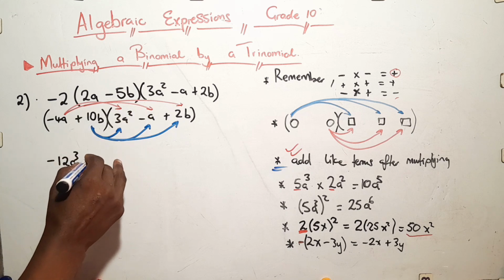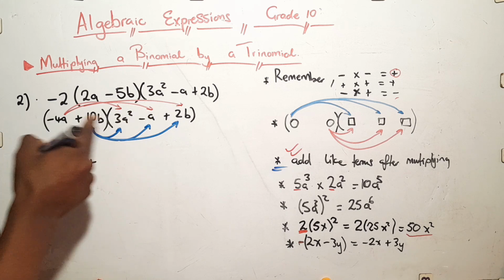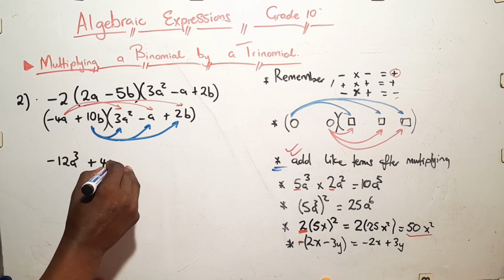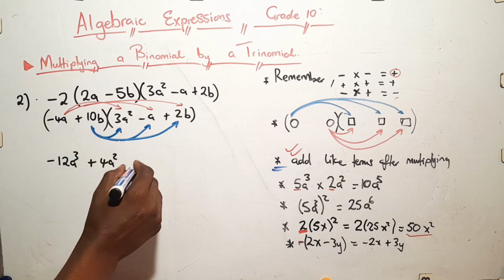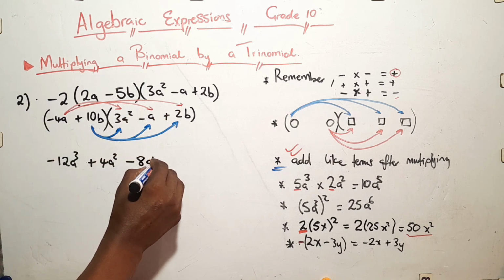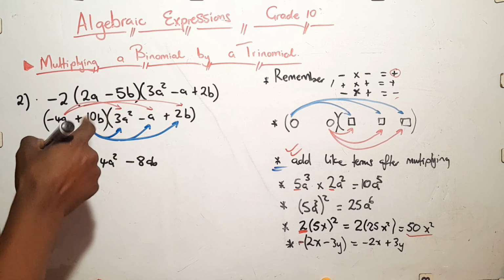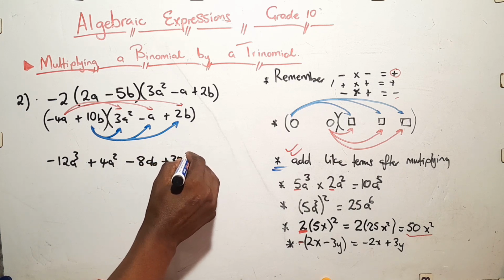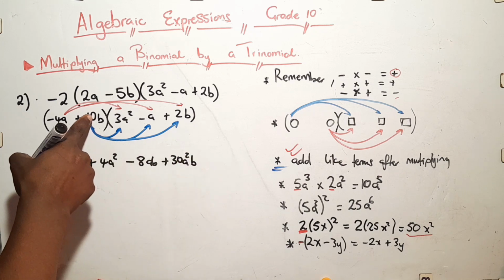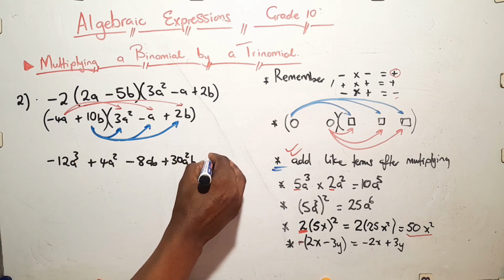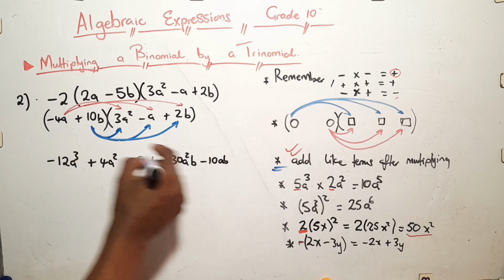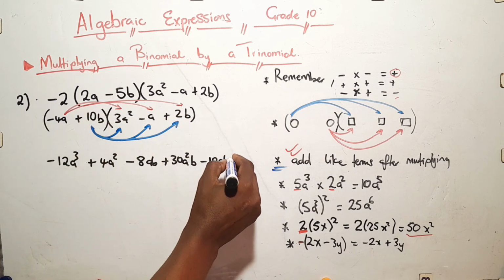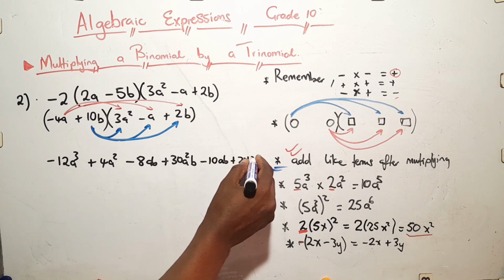And this multiplied by that will be positive now, because negative multiplied by negative is positive, that's 4a squared. And this multiplied by that is a negative 8ab. And this multiplied by that will give us positive 30a squared b. And this with that is a negative 10ab. And that will give us positive 20b squared.